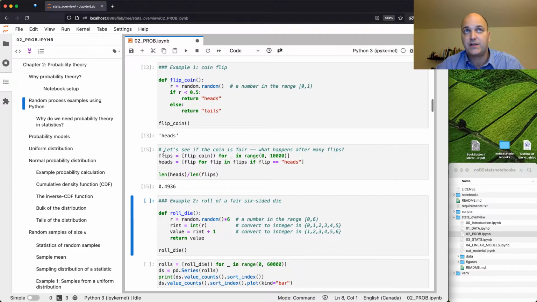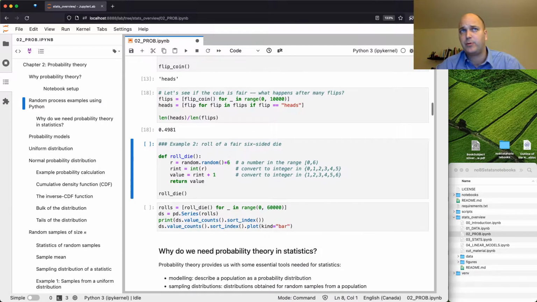Okay, so this line flips the coin 10,000 times. Here we select only the heads, and the proportion is about 50%. So the coin seems to be working.